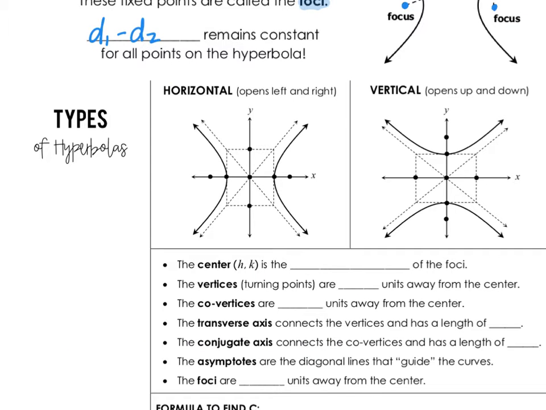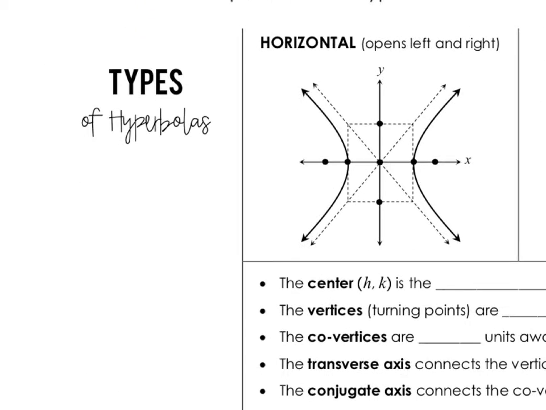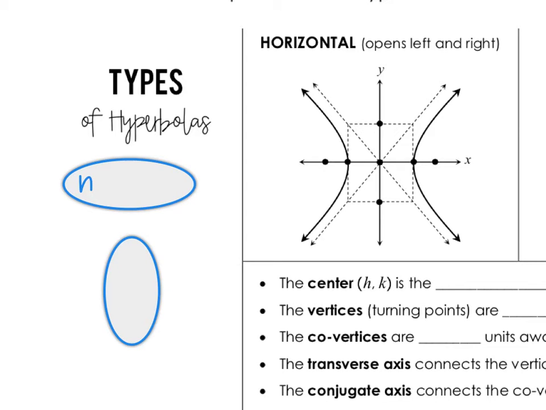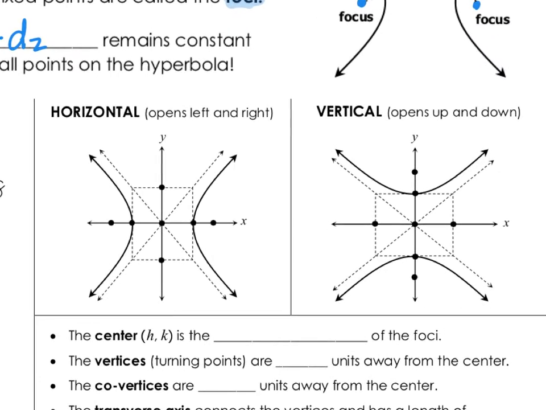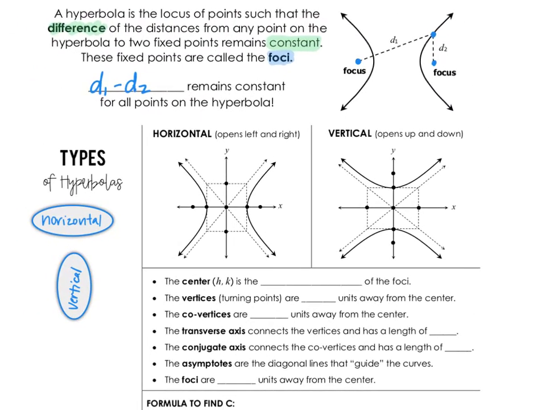So there are two types of hyperbolas, just like there were two types of ellipses. If you remember when we were talking about ellipses, we had horizontal ellipses and we had vertical ellipses. And the same thing holds true for hyperbolas. So we have a horizontal hyperbola and a vertical hyperbola.